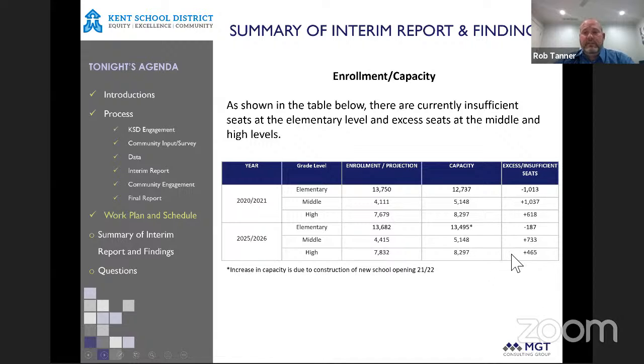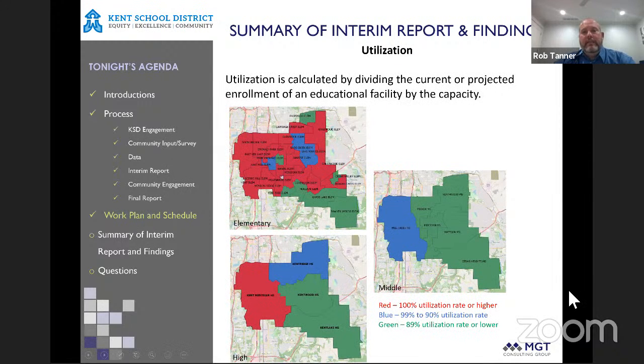So as you can see, you have an insufficient number of seats at elementary, and you have some excess in middle school and high school. When we look 5 years from now, that is going to be helped slightly because of the new school. We're adding roughly 750 capacity to elementary school to help relieve some of that. But again, you're still going to have some insufficiency in seats, even considering that you have 177 portables.